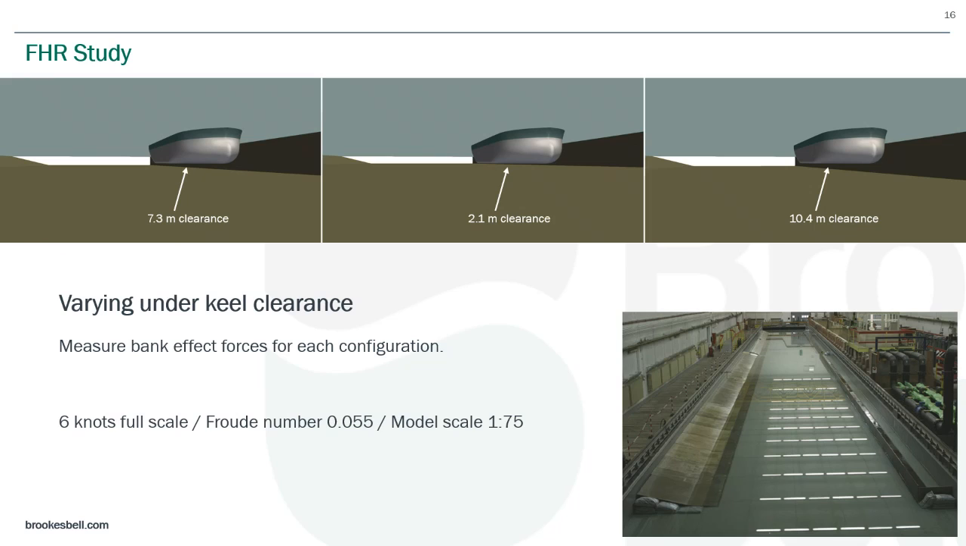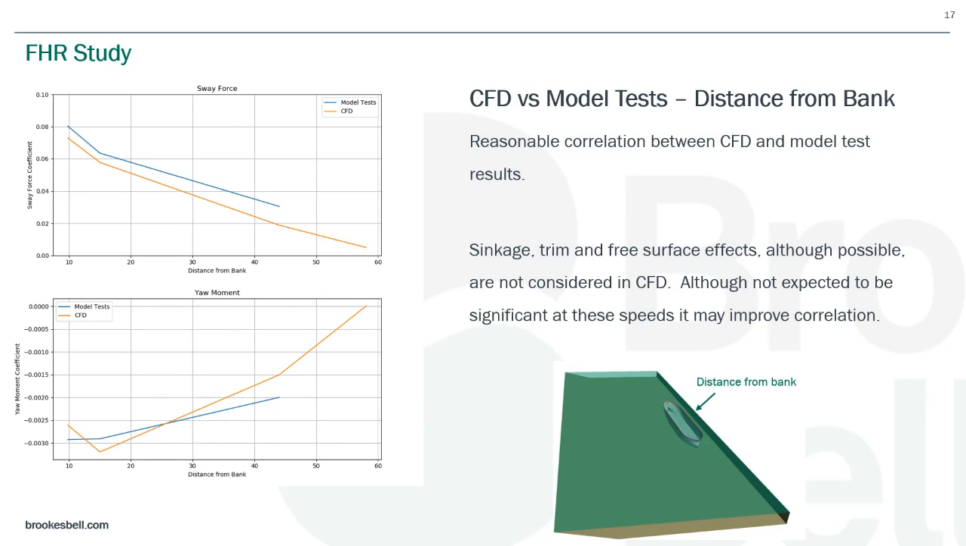And they've also looked at how the under keel clearance, or the distance between the bottom of your hull and the bottom of the channel, how varying that distance can affect your bank effect forces. So they started at 7 metre clearance, decreased it to around 2, and then increased it to around 10 metre clearance. And for all of these tests, they performed these for a 6 knot full scale speed, which is a Froude number for this vessel of 0.055, and a model scale of 1 to 75, or 1/75th of the full scale. And so we can copy that exactly and perform the same tests exactly, and then, as I mentioned, compare the forces that we get compared to what they reported in the model tests.